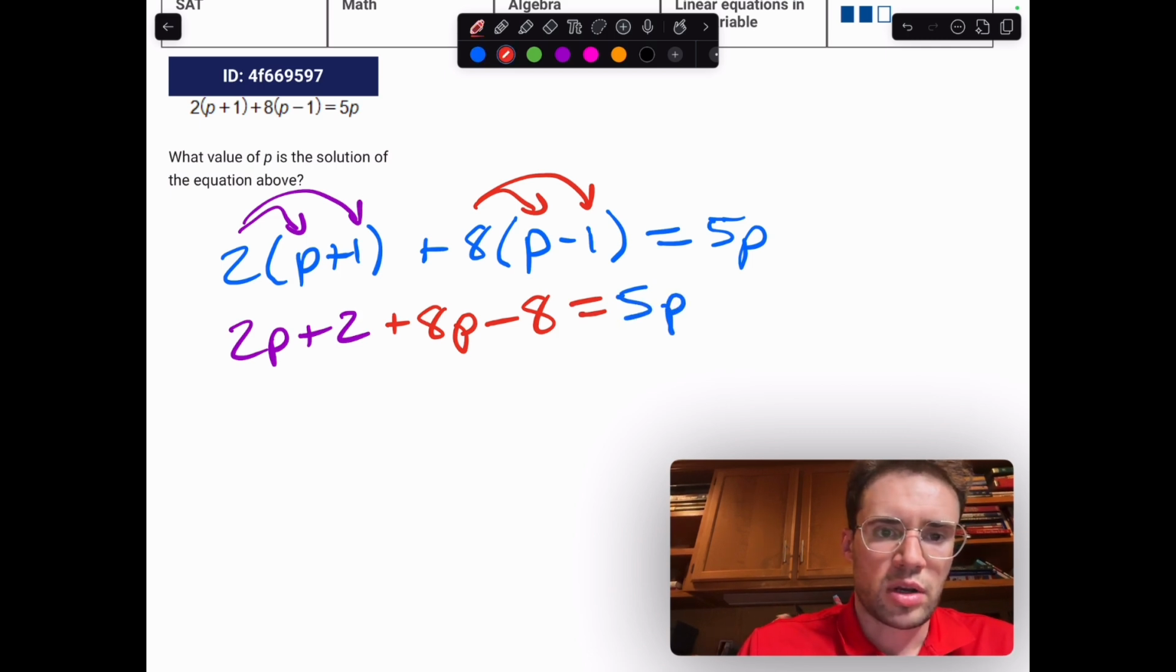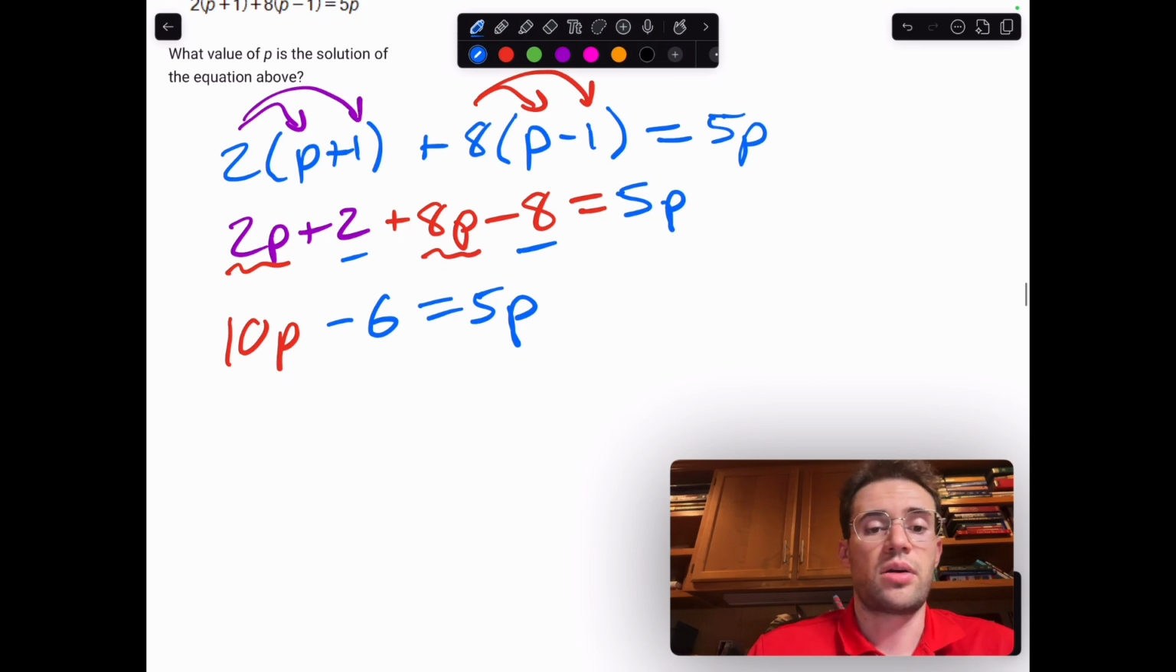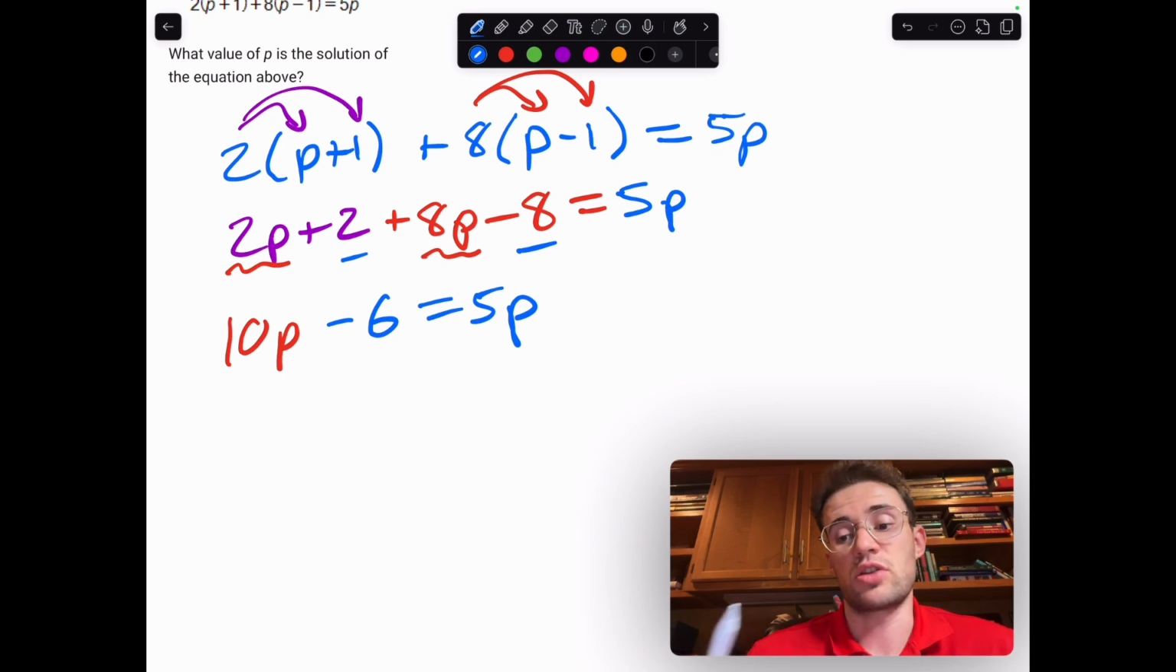All right, so I'm going to combine my like terms. 2p plus 8p gives me 10p. And 2 minus 8 gives me negative 6. So 10p minus 6 equals 5p, which if you want, you could just say, well, that means this one's 5p more than this one, and you don't have to subtract it by 6. So 5p would be equal to 6. You could think of it that way.